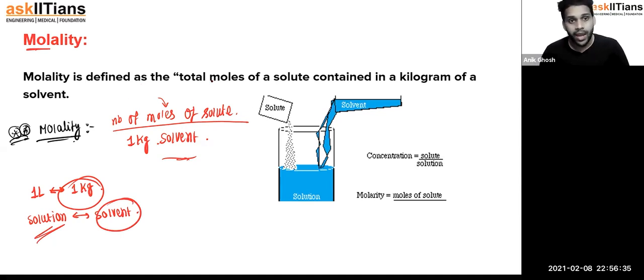So molality is defined as the total moles of solute contained in a kilogram of solvent. That is how you can find it out. Like the way we have discussed molarity and normality, if a question comes in that way, you can find what the molality would be as well. So now I think we have discussed all these concentration terms so far.